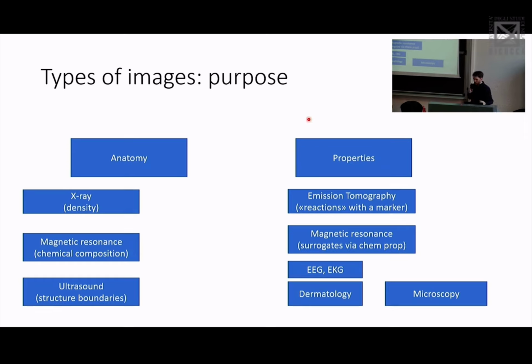Otherwise, you can also look at properties, like with nuclear medicine, you can see the accumulation of a drug in different organs, or even within an organ, so you can see if there are parts that work differently. Or you can see that in magnetic resonance or like dermatology, microscopy, and so on.